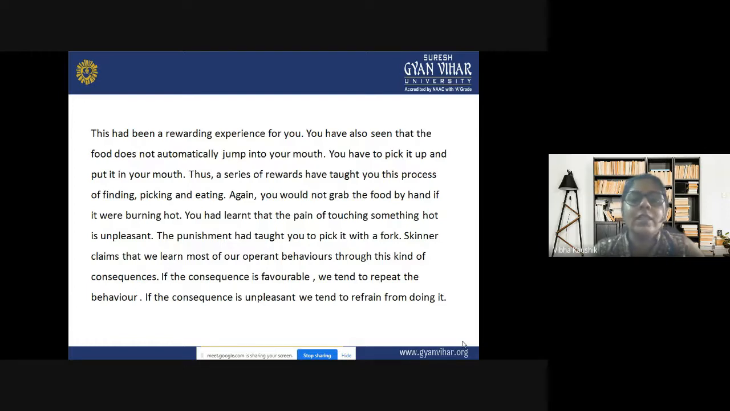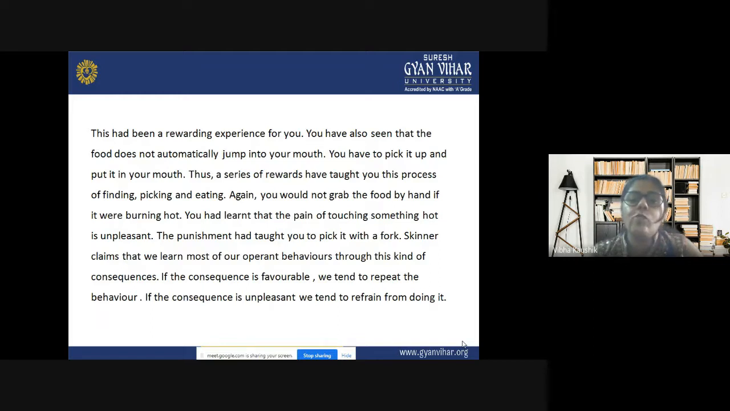Thus, a series of rewards have taught you this process. A series of rewards have taught you this process of finding the food, picking it up, putting it in your mouth, and eating.